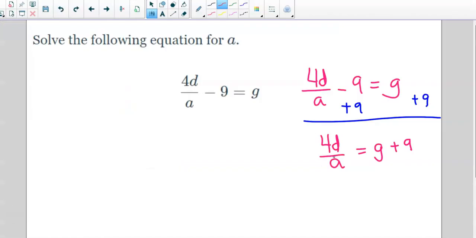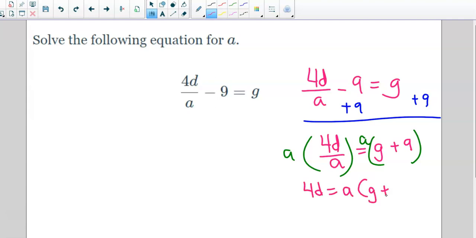All right, let's multiply both sides by a. I'd like to write mine over here like that. That will give us 4d equals a times g plus 9, and now I can divide by that giant quantity, g plus 9. So 4d over g plus 9.